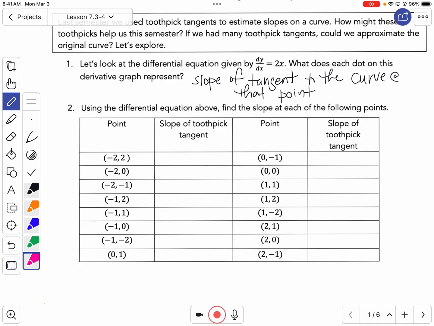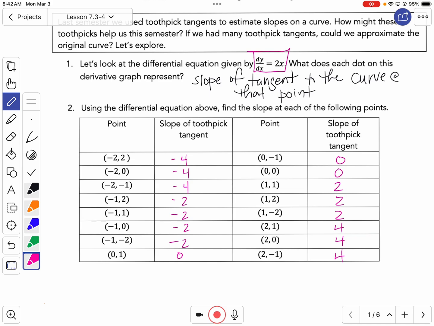And so if we take our differential equation, dy/dx = 2x, and we fill in the slopes at that point, all we're going to look at is the x coordinate. So I would get -4, -4, -4, -2, -2, -2, -2. Double 0, I'd get 0, 0, 0. Double the first one, I get 2, 2, 2, and then 4, 4, and 4. Okay, so they just pick some random points there, and we literally plug it into the differential equation. We're doubling the x value.